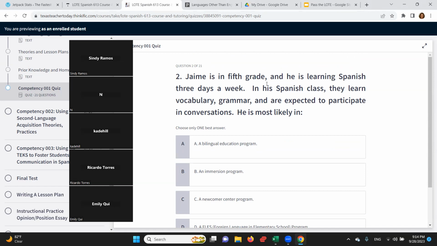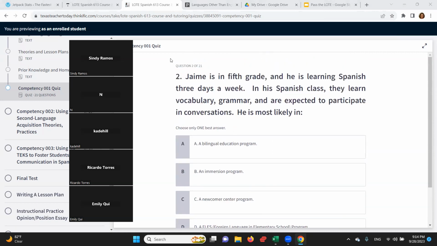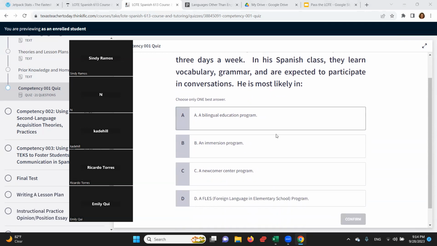Jaime is in 5th grade and he is learning Spanish 3 days a week. In his Spanish class, they learn vocabulary, grammar, and are expected to participate in conversations. He is most likely in... Good. D is correct. Good. Because remember, we said that's where they're expected to gain a level of proficiency. So good job. So you guys are doing well.